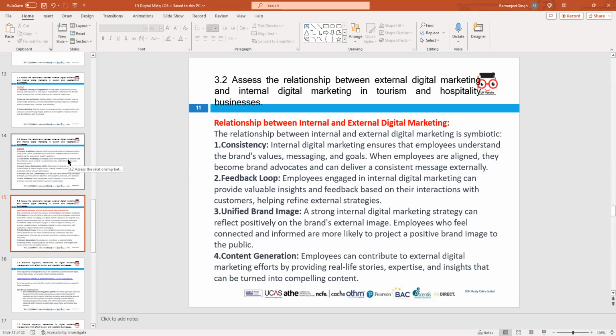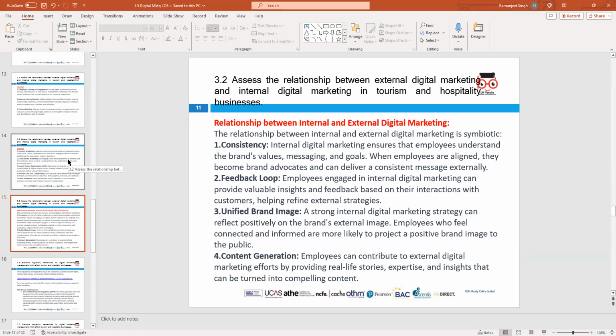Employees can do that. They can contribute to the marketing efforts by providing life stories, feedback, reviews, and the experiences of the customers, and then that will entice other customers to buy into the business or to get the new experience of it, so they can try that.